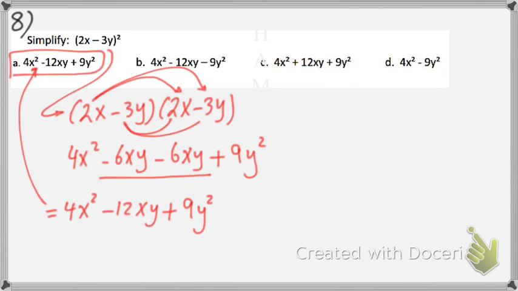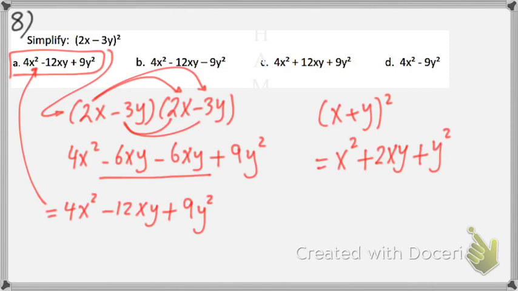Some students can use the rule which says that (x plus y) squared is equal to the first squared, first times second times 2, and the third squared. Notice that the last sign of the third term is always positive.